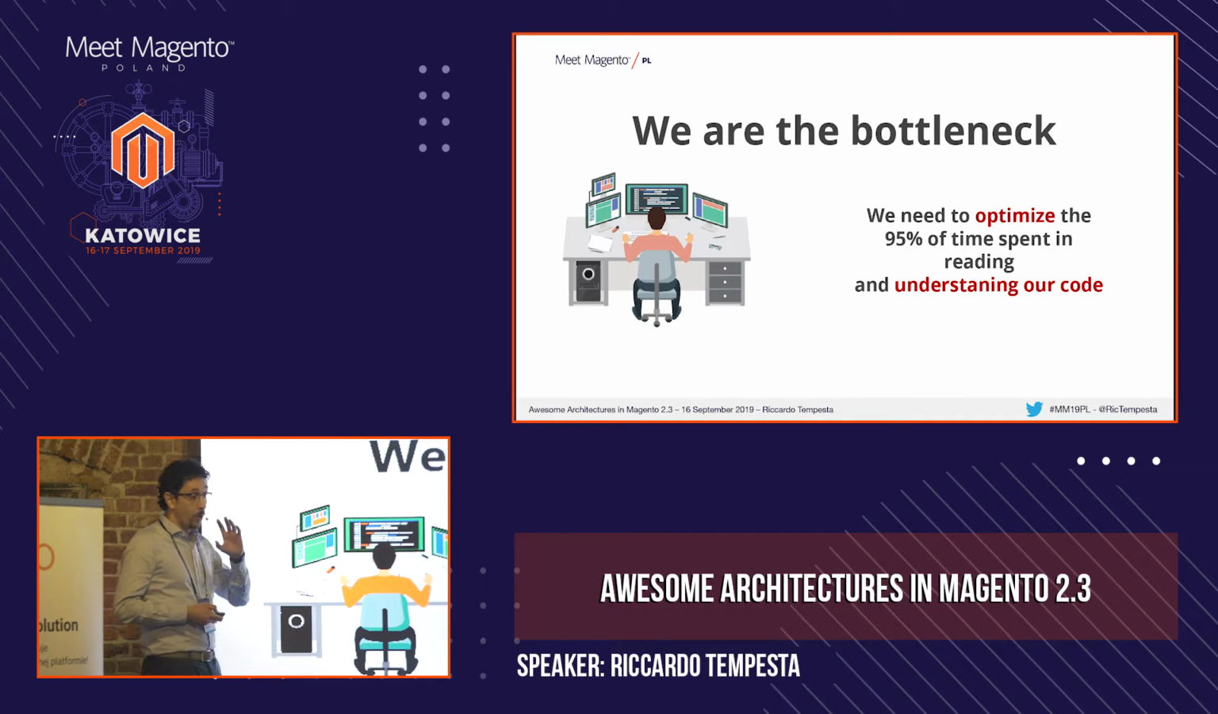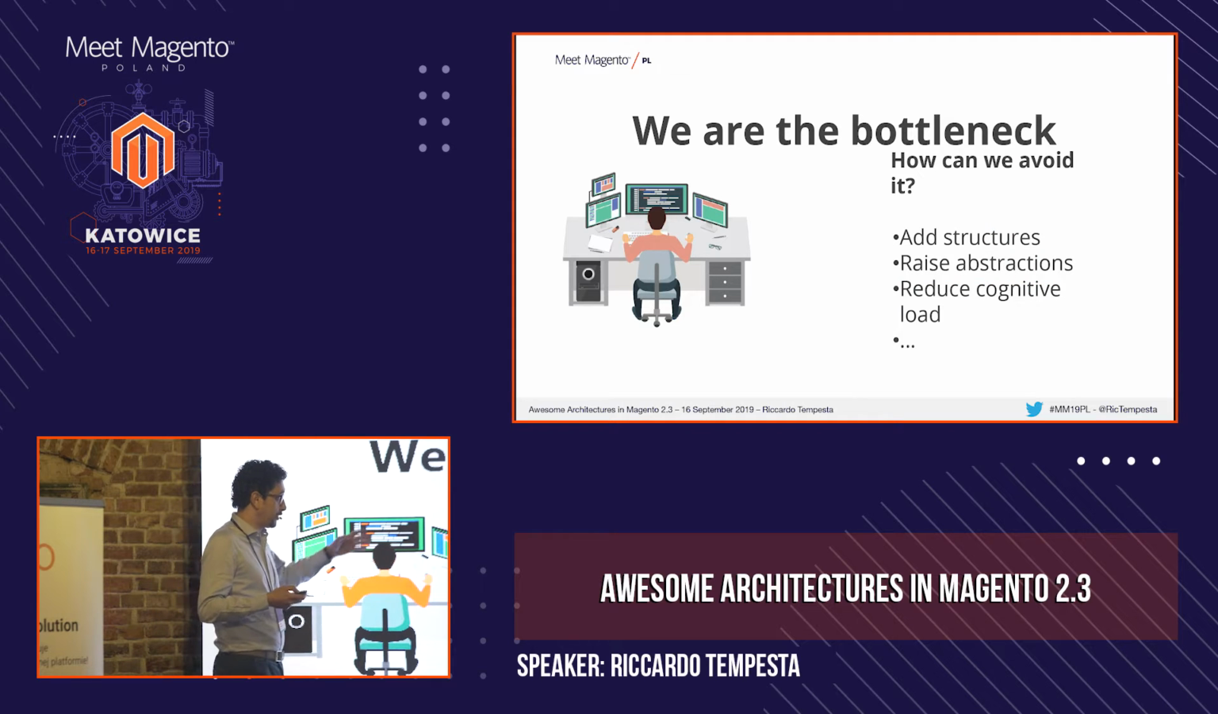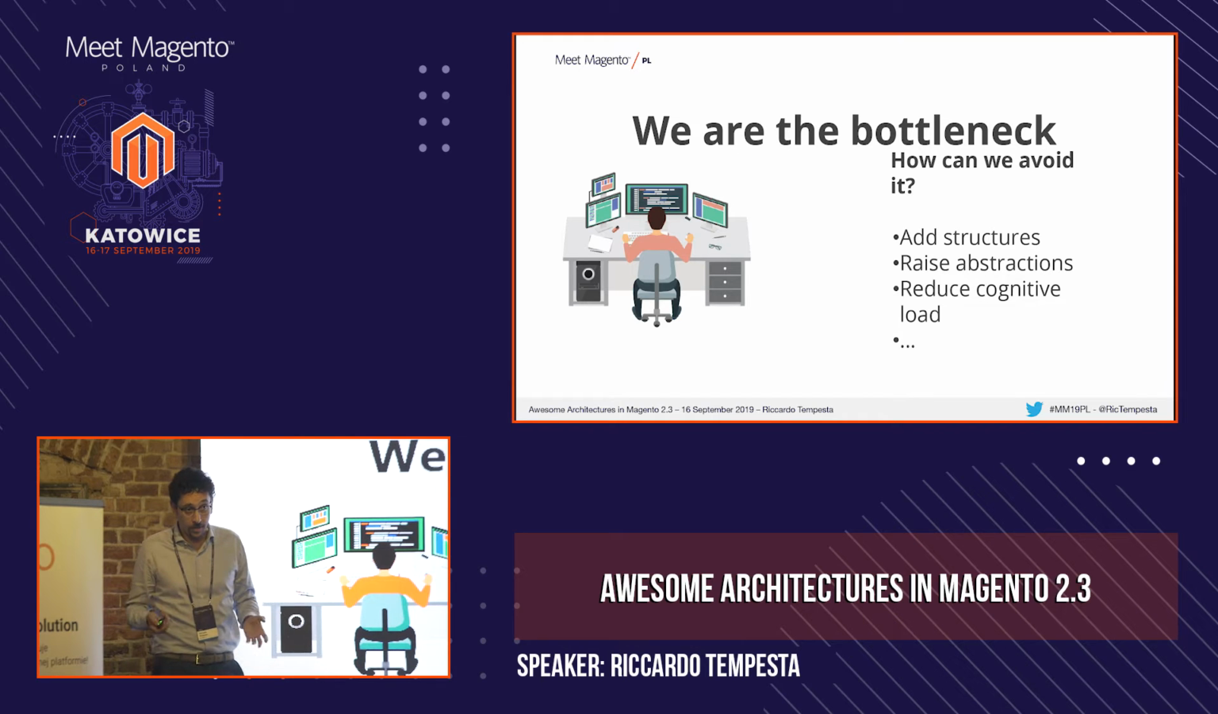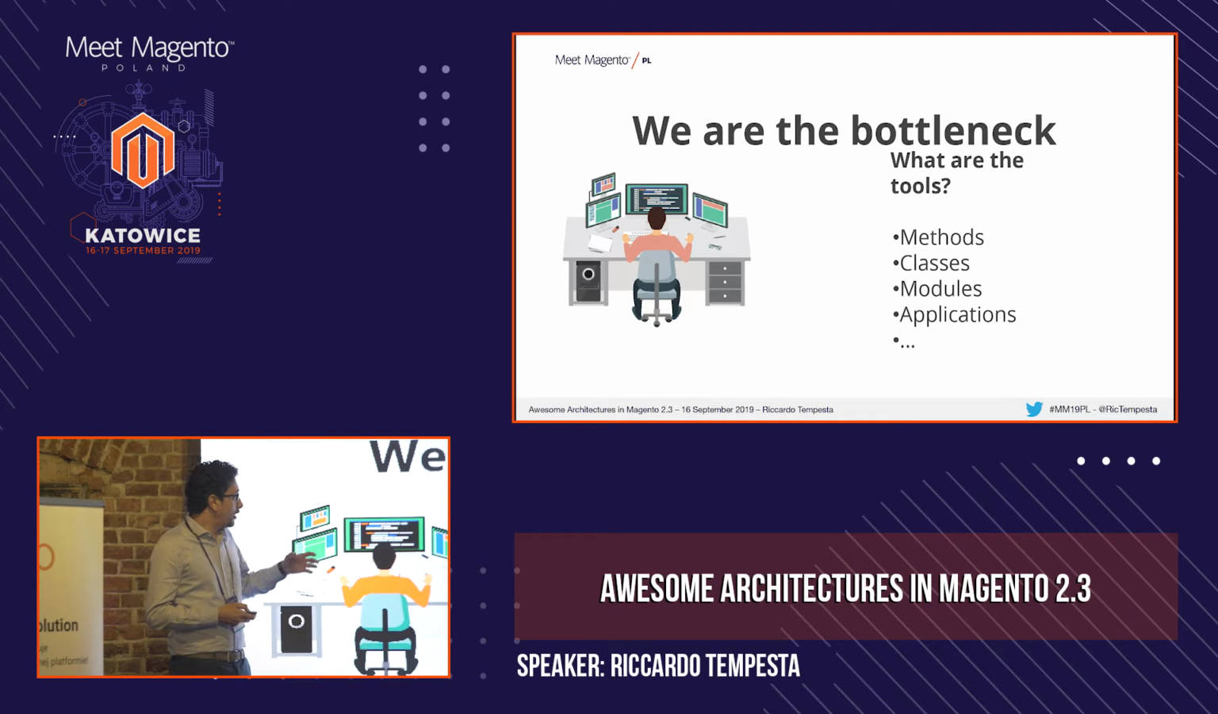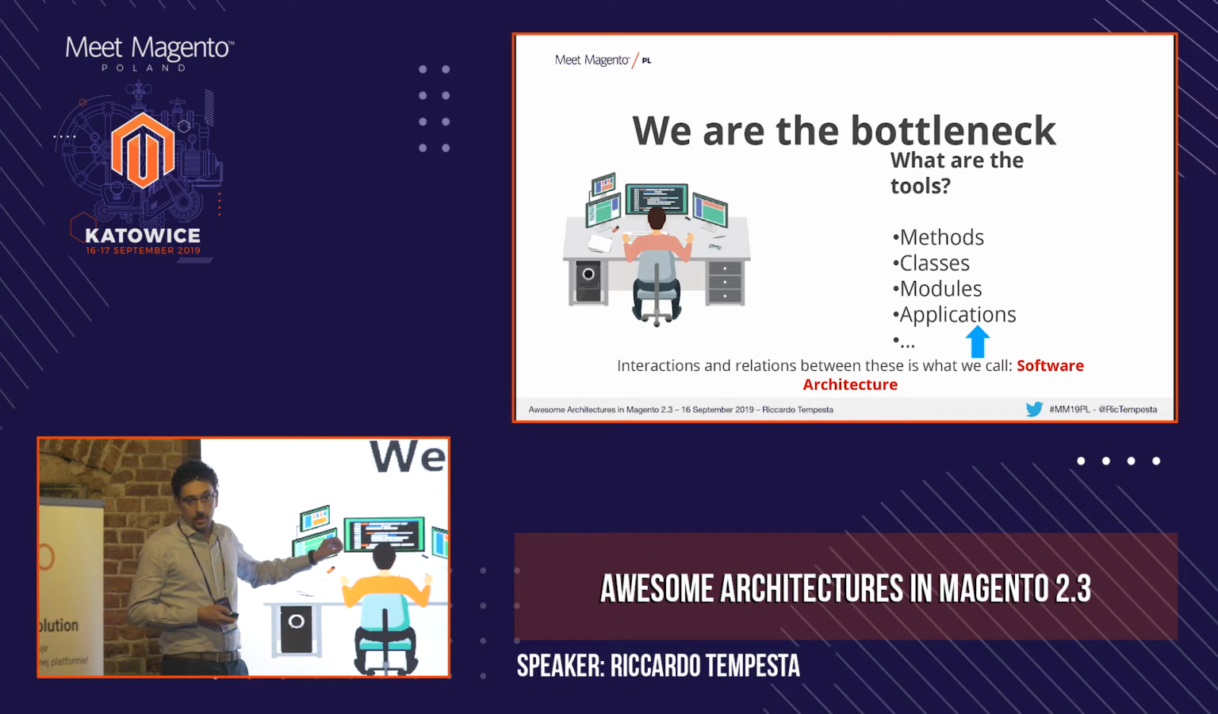Of course, we have to optimize this process. How can we do that? Of course, we can add structures, raise abstraction, reduce the cognitive load, so make the software easier to read, the code easier to read. And what are the tools? Well, you probably know them. You can organize in methods, classes, modules, applications, and whatever. The interaction between all these parts is what is called architecture.